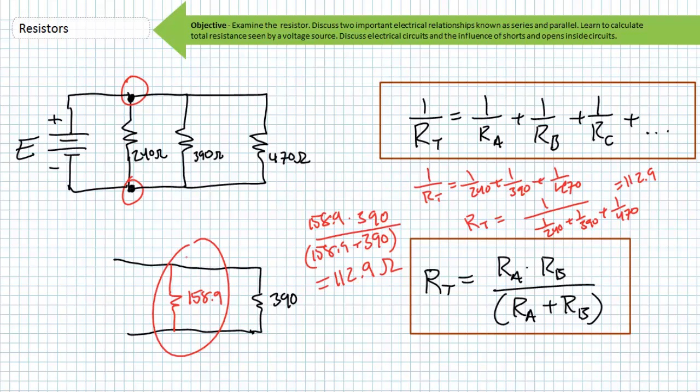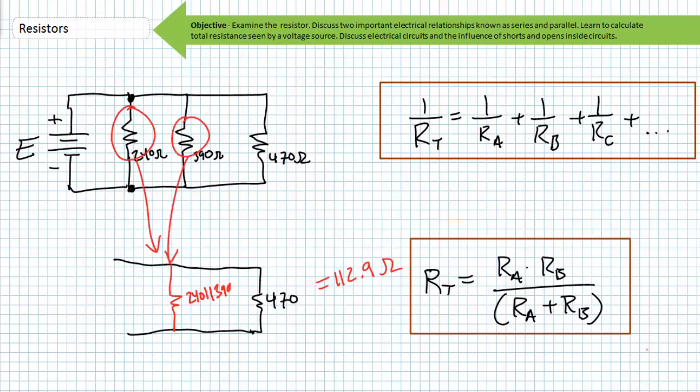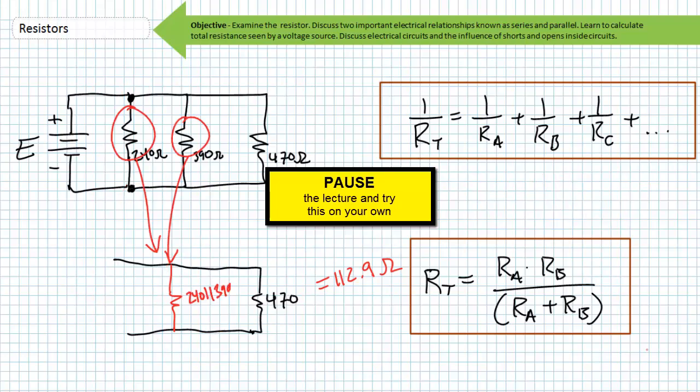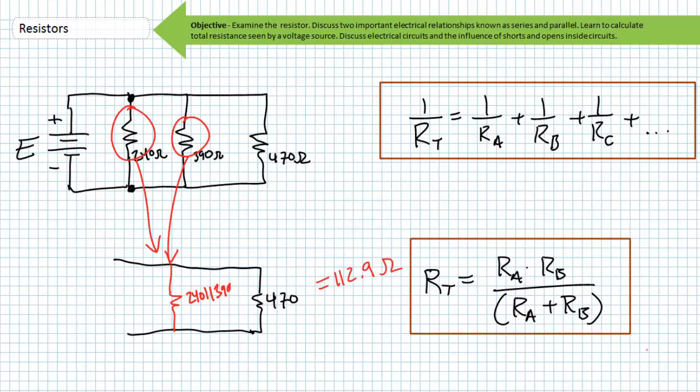I want you to get some practice using this 2 resistor formula in situations with more than 2 resistors. Try it again using this same trio combination, but this time combine the 240 in parallel with the 390 first, then combine that with the 470. You should still get the same answer of 112.9 ohms. By the way, the shorthand I'm using here with the double pipes between them, 240 double pipe 390, is just shorthand for parallel.